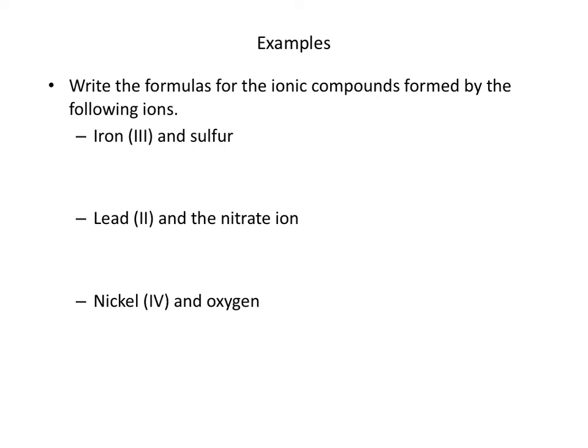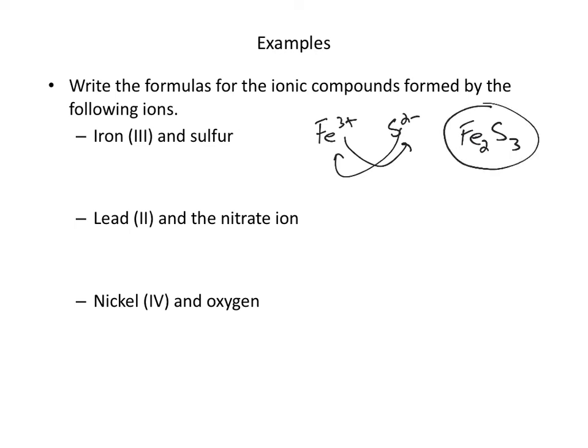All right, so just a couple final examples. If we wanted to write the formulas for the following ionic compounds, right, in each case you can see they're telling me the charge. They're telling me it's iron +3, it's lead +2, and it's nickel +4. So iron 3 and sulfur. Right, when I swap the charges, I get Fe2S3. 3 is not divisible by 2, so that can't be simplified. That's my final answer.